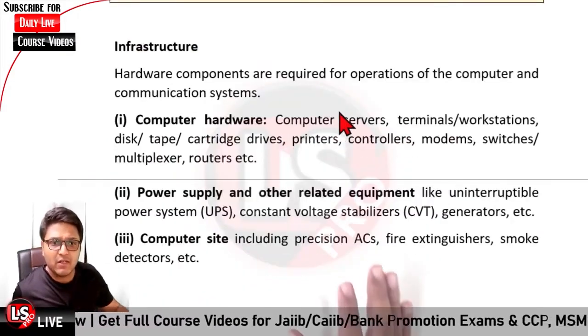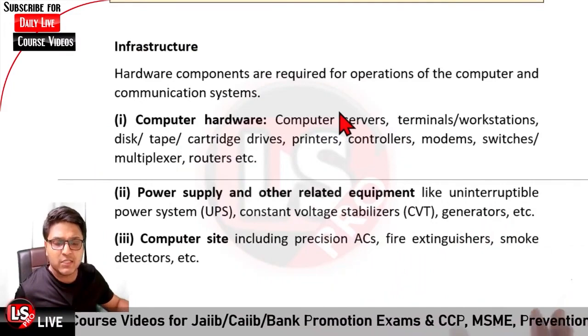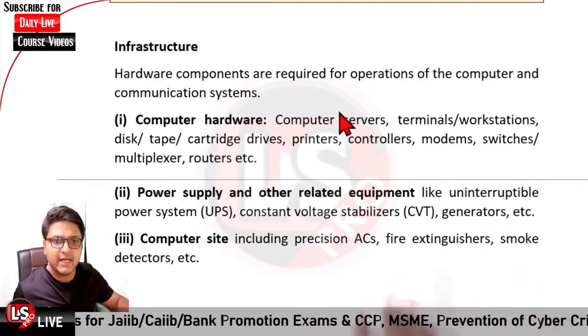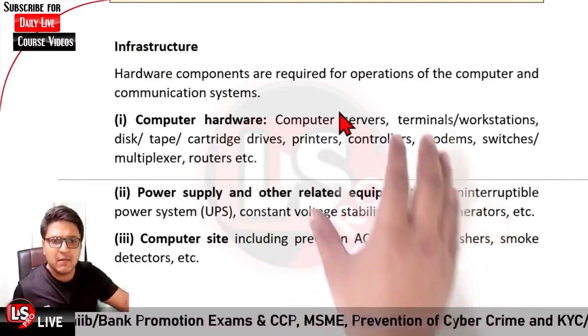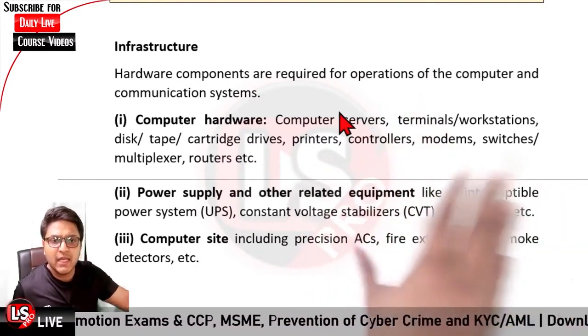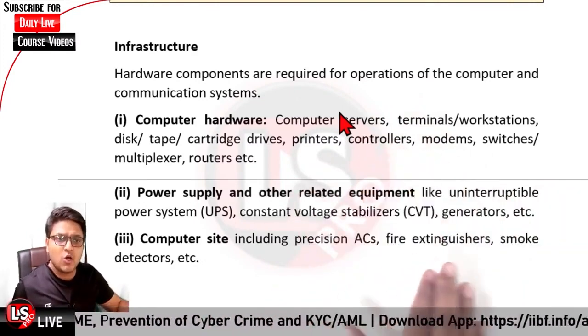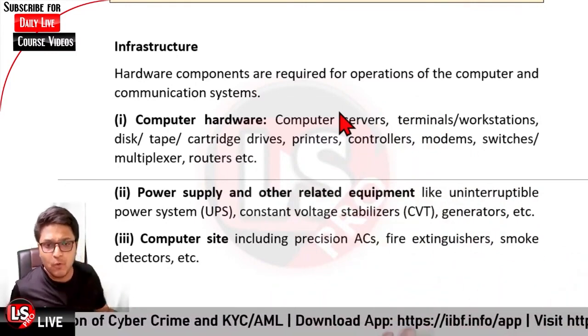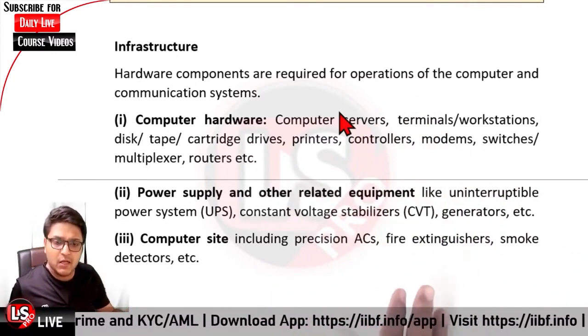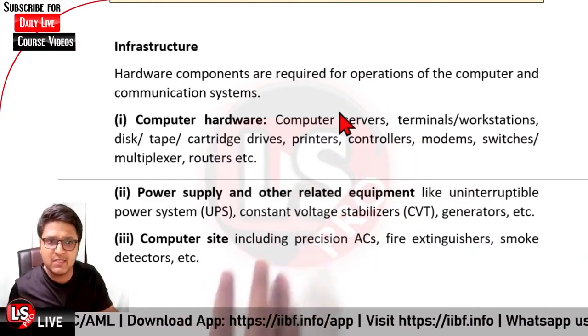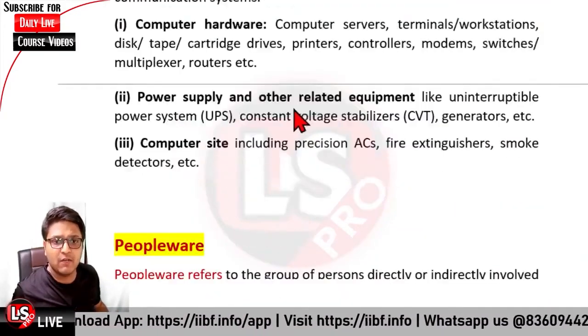Then it is regarding the power supply and other related equipment. It could be UPS or CVT, that is a constant voltage transformer. These are all parts of the infrastructure itself. Then the computer site, which includes precision ACs, fire extinguishers, and smoke detectors, are all control and hardware devices that we are using, and all are part of the infrastructure itself.